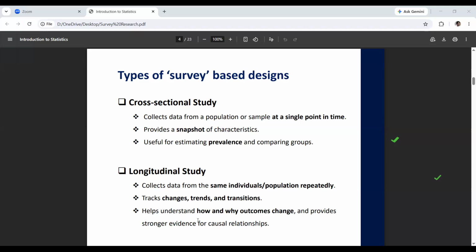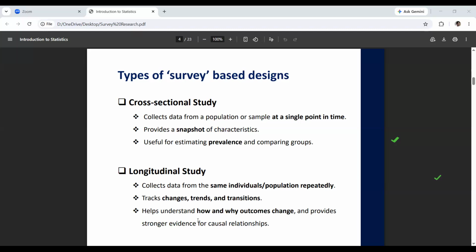Then we have a longitudinal study, when you collect data from the same individuals, the same population repeatedly. So that is known as a longitudinal study. An example is the Longitudinal Ageing Study in India. The same participants, same households, or same population are followed over a period of time. Wave one was conducted in 2017-18. Again, this is a survey conducted by the International Institute for Population Sciences, Mumbai. And this is one of the largest longitudinal ageing studies across the world in terms of sample size.